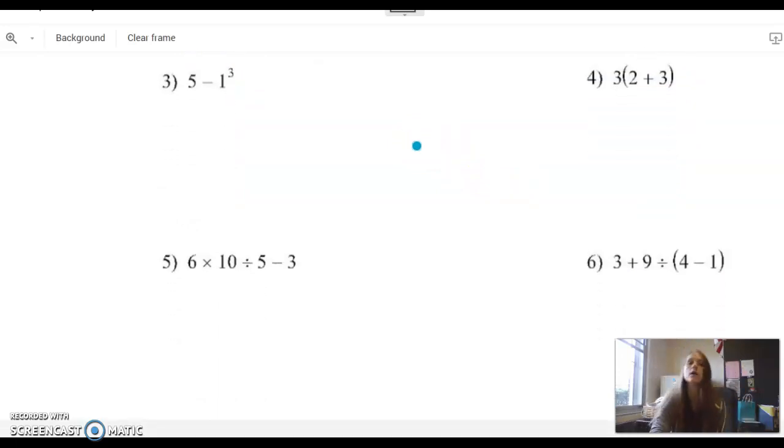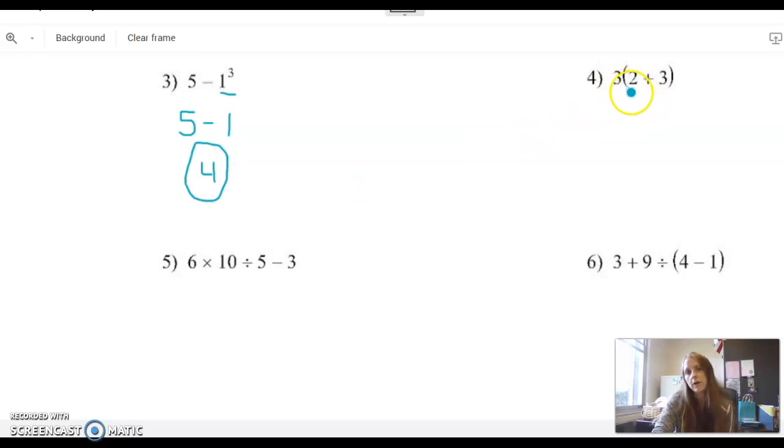Number 3, there are no parentheses. So we'd move on to exponents. Remember, 1 to the third means that you're multiplying 1 by itself 3 times, which would be 1. So 1 to the third is 1. And then 5 minus 1 is 4.